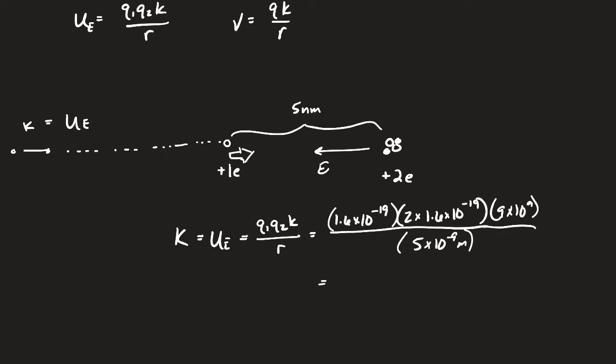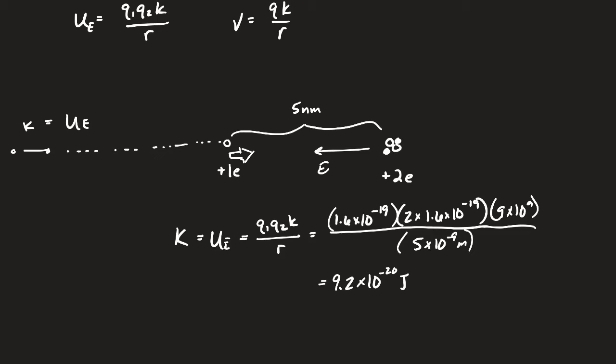What's that? I got 0.86? I don't think it's, I think it's going to be like times 10 to the negative 20th. Yeah, I got 9.27 times 10 to the negative 20. 9.2 times 10 to the negative 20th joules.